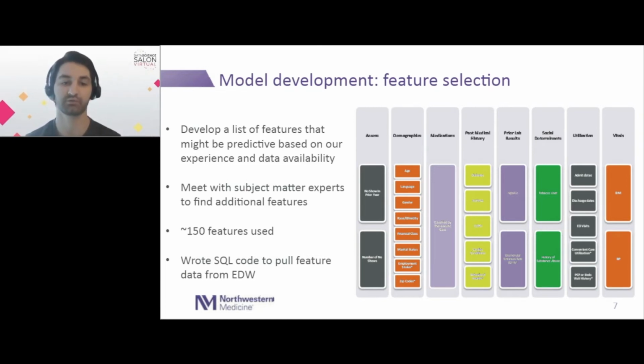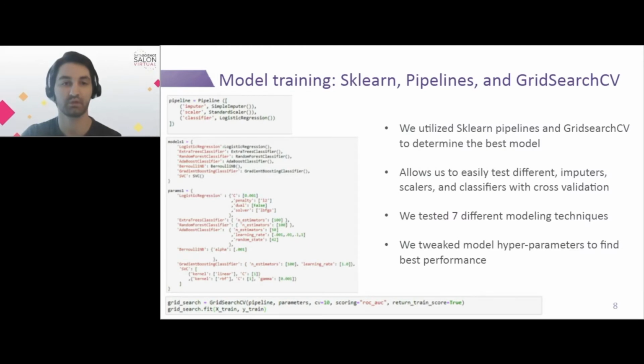But essentially, we had all these features. We wrote some SQL code to pull all this feature data from the EDW, the Enterprise Data Warehouse, and that's how we gathered all the data. So after we had all the data, we had to train the model. We did this using sklearn pipelines and GridSearchCV, all within Python.